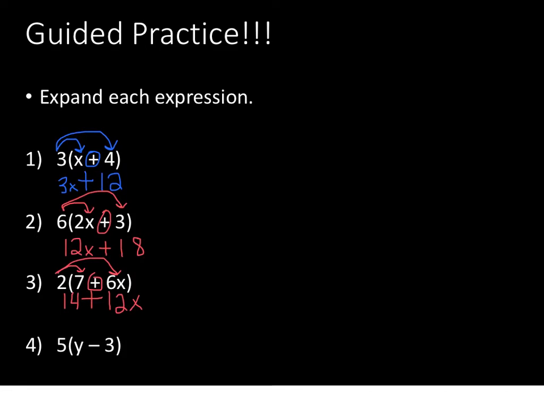Alright, and the last one, number 4, I have 5(y - 3), so I'm going to do 5 times y, which is 5y. Keep my same sign, so minus 5 times 3, which is 15. So again, I'm expanding the expression because I'm starting out with parentheses and I'm taking them away.